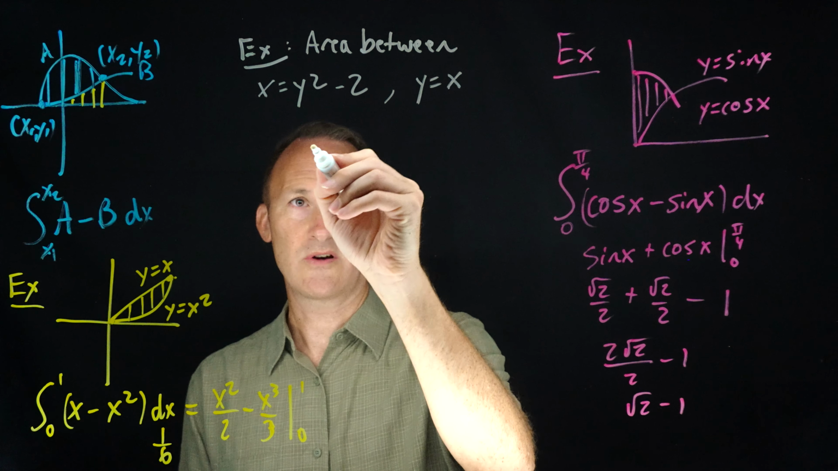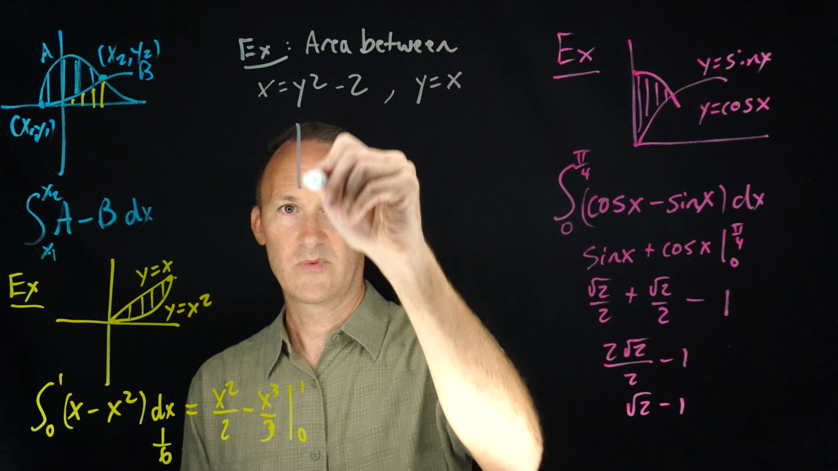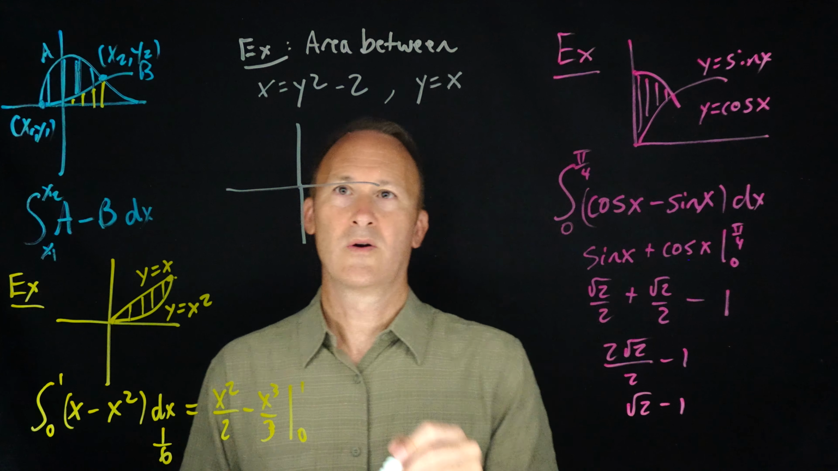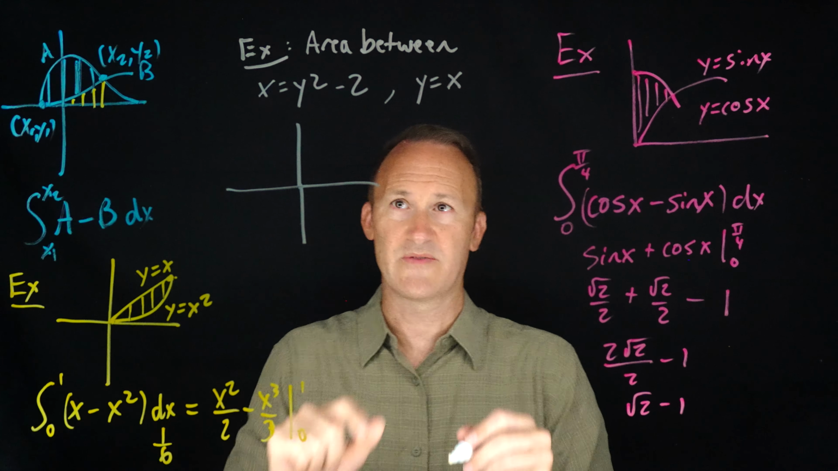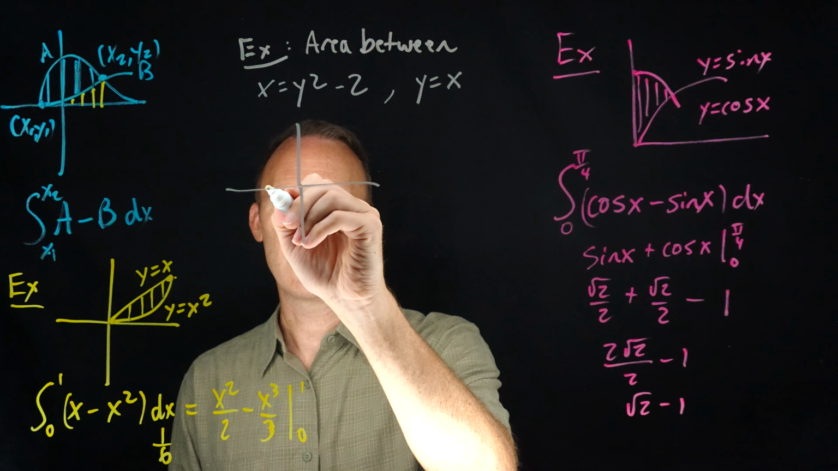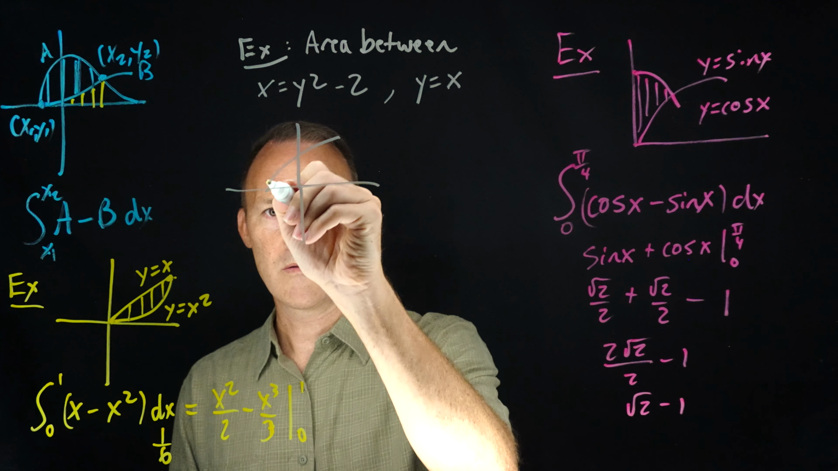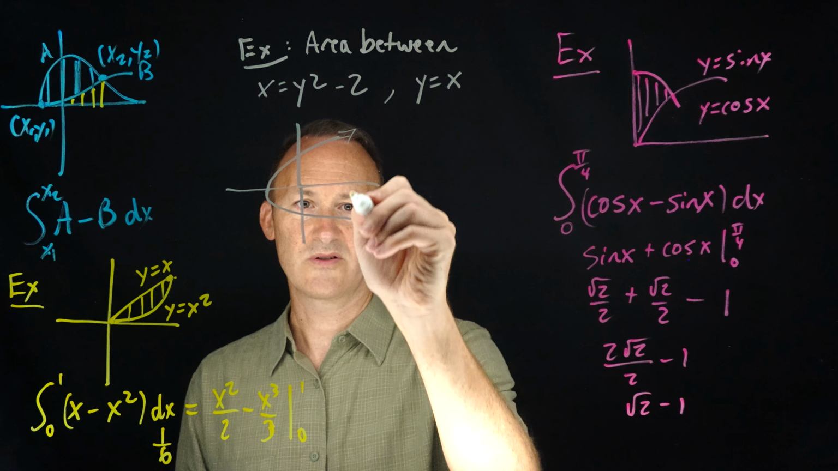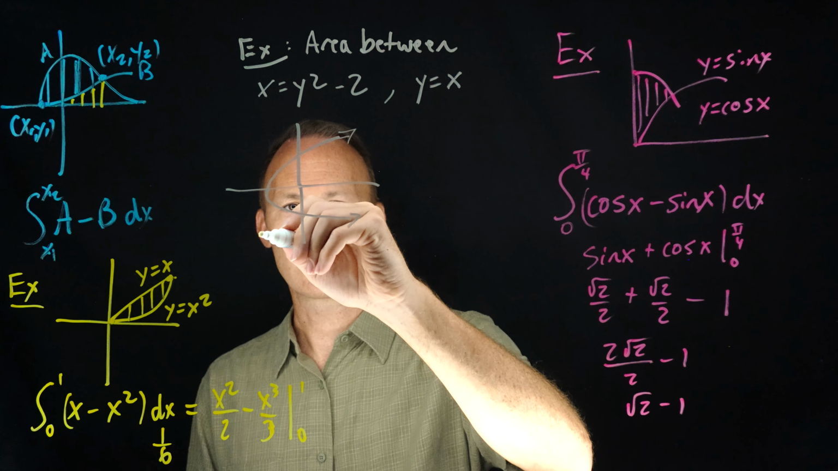So let's start with the first one. X equals y squared minus 2. Y squared is like a parabola like that, but if it's minus 2, when y is 0, x is -2, and so it's going to go out like this. Okay, so that's what the parabola looks like. And then y equals x, we know it just goes like this.